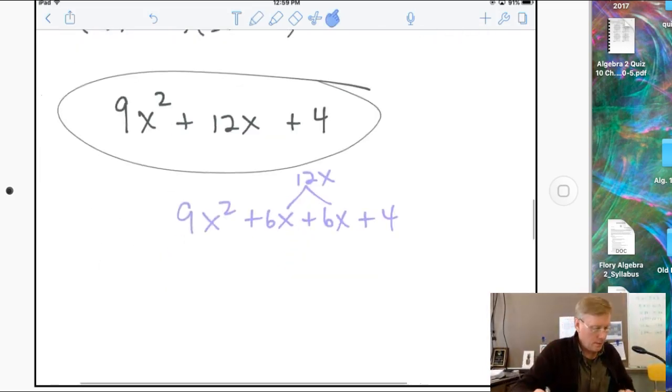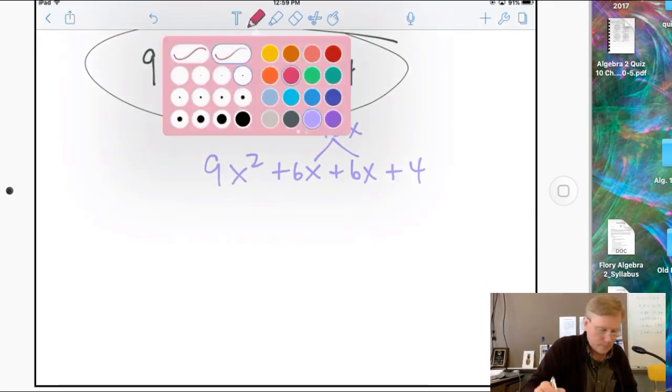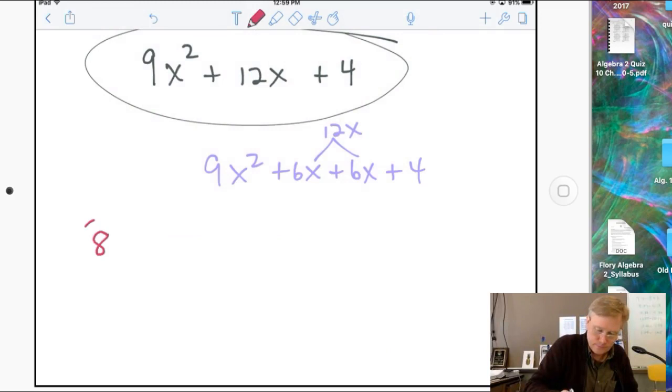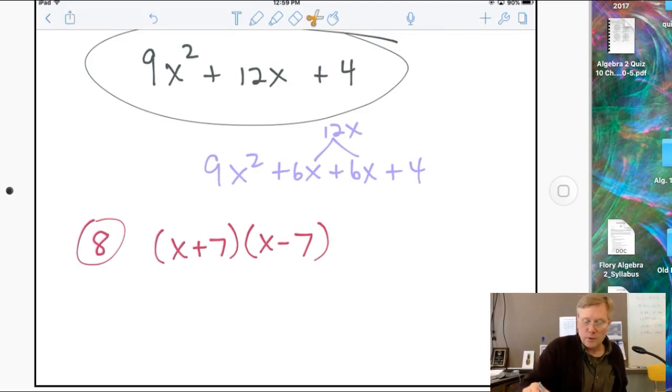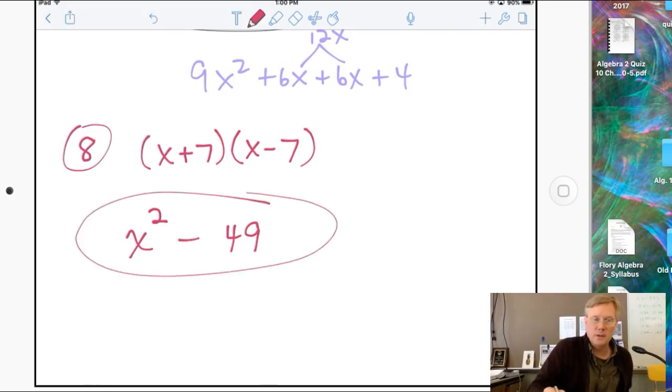Okay. All right, number 8, my last problem. x plus 7 times x minus 7. So if I multiply this out, you could do FOIL, get the answer. This is also what's called the difference of two squares, where I square the front term. x times x is x squared. Square the last term, which would be 7 times 7, which is 49. Throw a subtraction sign in between them, and you're done.